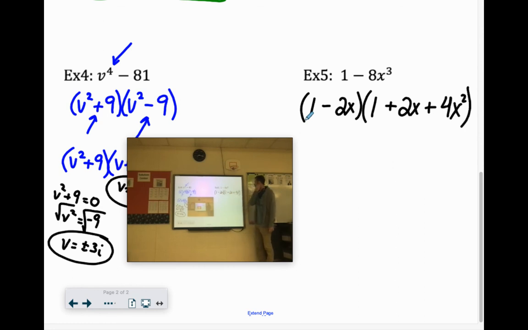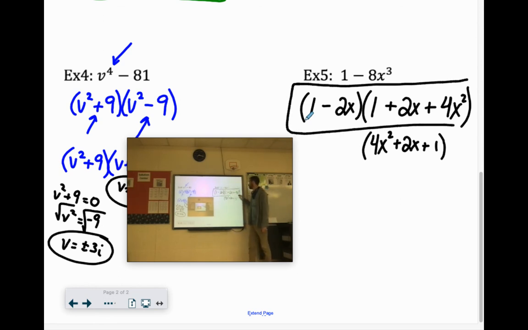Now this isn't typically the order you would see it in. If this was written in standard form, it would be 4x squared plus 2x plus 1. So if you want, because that can't be factored anymore, so this is fine. Or if you want, you can rearrange them both in the standard form, which would make this negative 2x plus 1. And I've told you guys in the past, if your first term is negative, you should always factor that out.